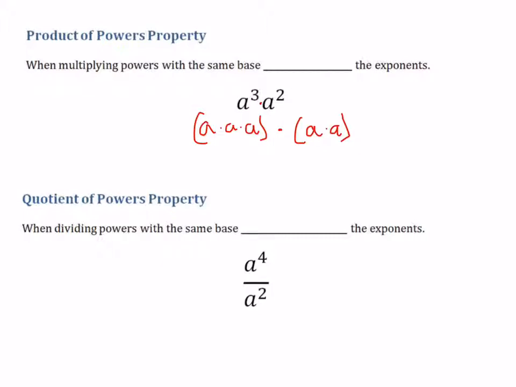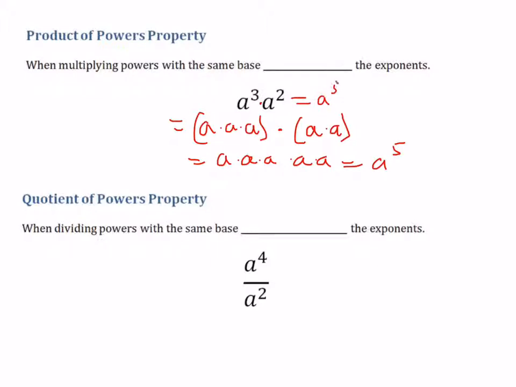Well, we don't really need these parentheses there. I put them there to separate so we can see that there's 3 a's multiplied together here and 2 a's multiplied here. So let's just go ahead and get rid of those parentheses. A times a times a times a times a. Well, that's 5 a's all multiplied together. And how do we write that? It's a to the 5th power. Okay? So, what's going on here? A to the third times a to the second is just equal to a to the 5th.